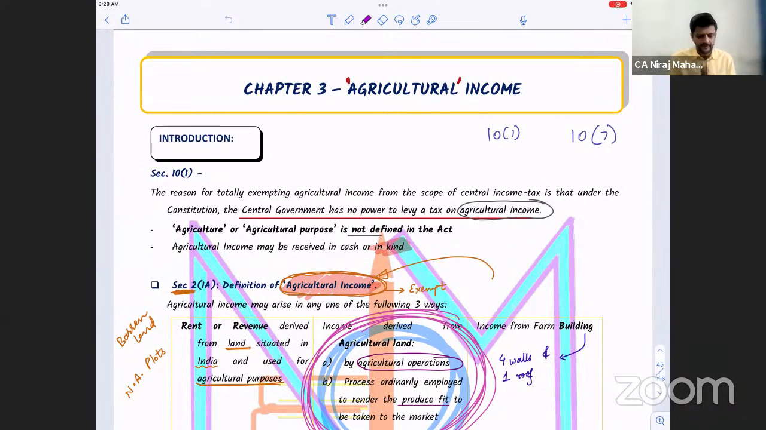Let's go ahead, everybody. Now we are in third chapter overall. We have covered basics. We have covered residential status and scope of total income. That also we have covered. Now we are in agricultural income, right?